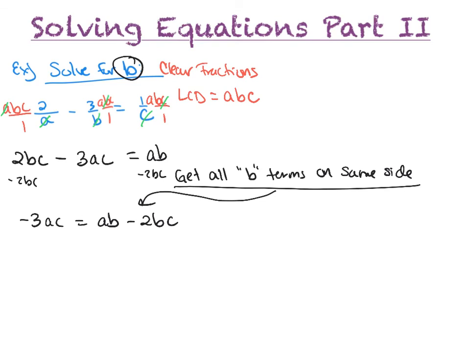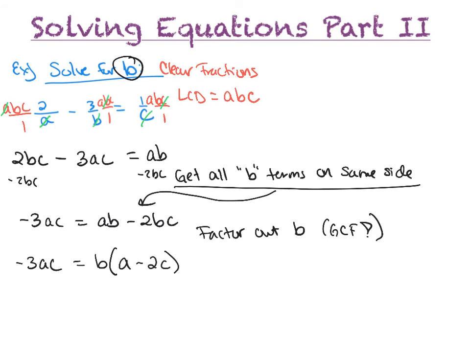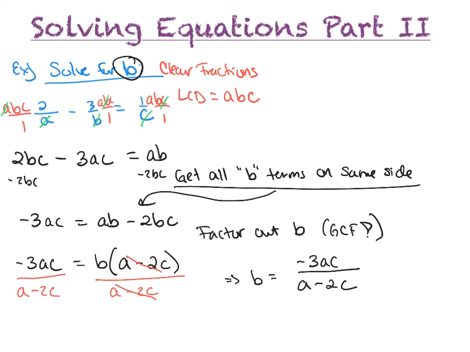The reason that's a good thing to do is now we can factor out the B. It is a greatest common factor. So that's going to look like this. Negative 3AC equals B times the quantity A minus 2C. The last thing to do then is divide both sides by the parentheses A minus 2C. And we're left with B equals negative 3AC over A minus 2C.